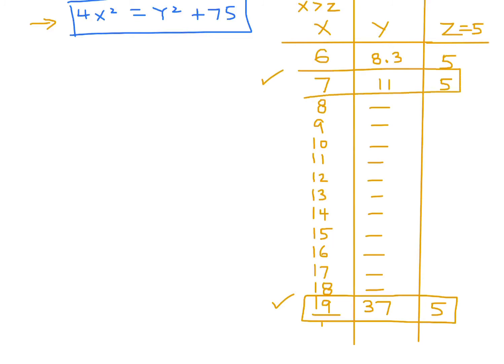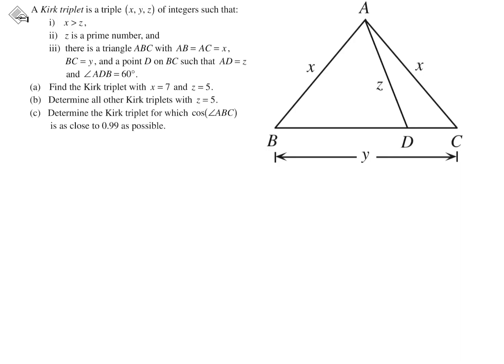And of course, this one we found in the previous part. Determine the Kirk triplet for which cos of the angle ABC is as close to 0.99 as possible. So here we have our diagram as before, and what I'm going to do in this diagram is drop a perpendicular from A down to the base, like that, and this is of course a right angle since it's a perpendicular. And when you do that, this side of course just becomes y divided by 2, because that perpendicular will cut BC in half, because this is an isosceles triangle.